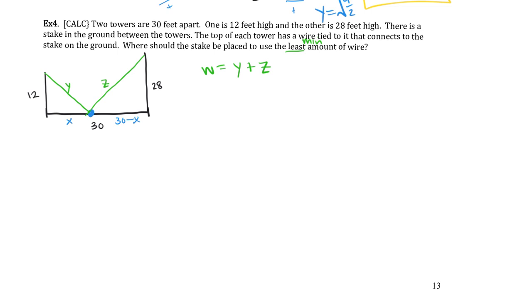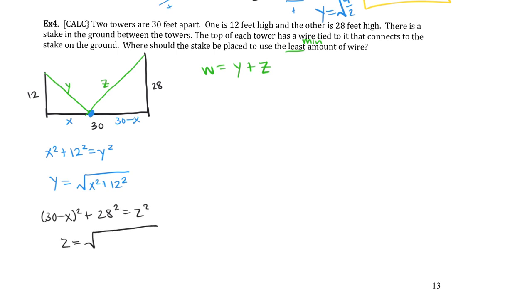The way I have this set up, I'm going to have X squared plus 12 squared equals Y squared. If I solve for Y, I get the square root of X squared plus 12 squared, or 144 if you like. For the second equation, I get (30 minus X) squared plus 28 squared equals Z squared. So Z equals the square root of (30 minus X) squared plus 28 squared.